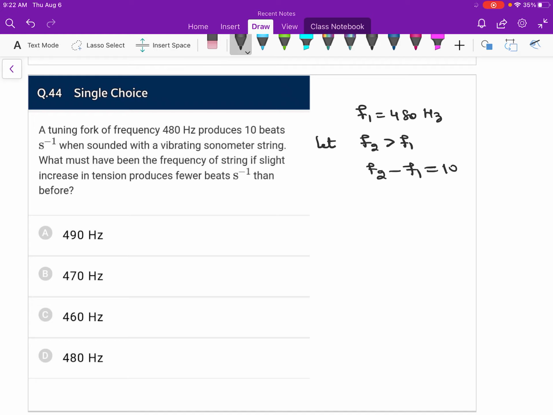On increasing tension, F2 will increase. So accordingly the beat frequency will increase, whereas it's given that a slight increase in tension produces fewer beats. That means our assumption is wrong. F2 is less than F1. That means F2 is 470 Hertz.